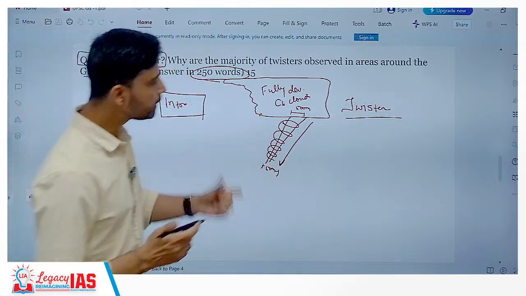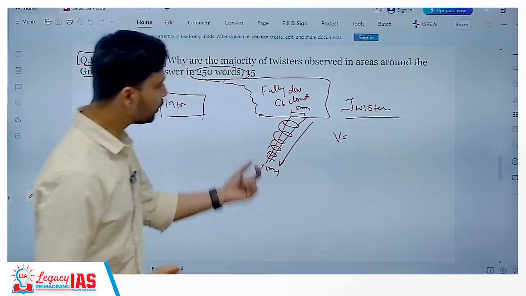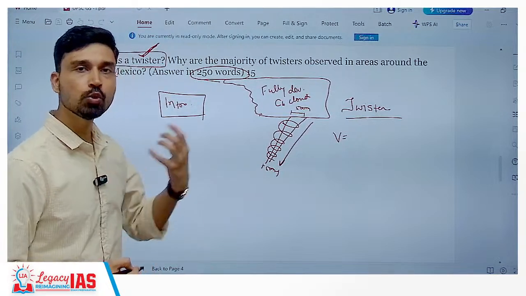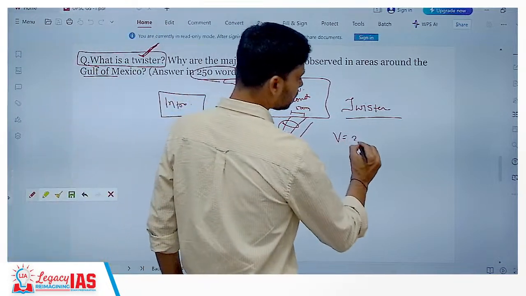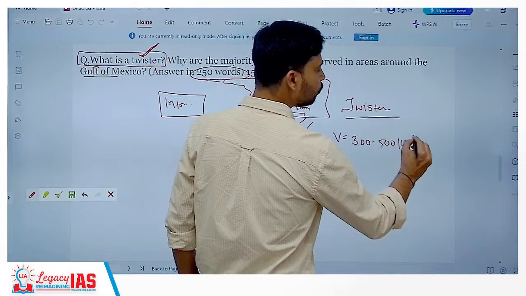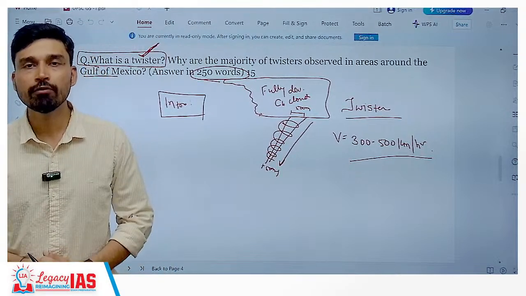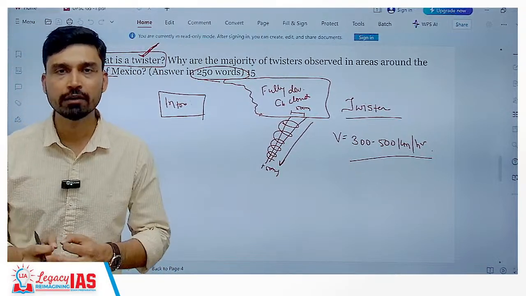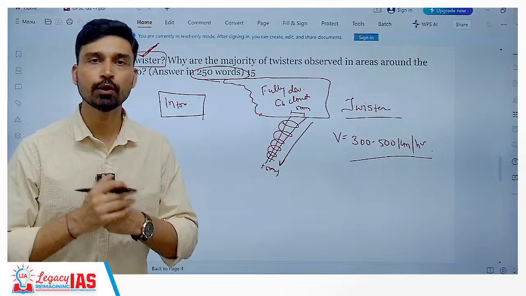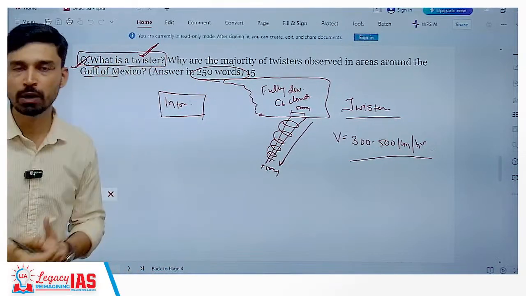The intensity of a tornado or twister can be understood from the fact that the pressure difference between the center and periphery is so high, the velocity of the winds in a tornado can easily reach between 300 to 500 kilometers per hour. Thus, it is also referred to as the most violent weather phenomenon in the entire world. Now, this would have been a good answer to explain the first part of the question.